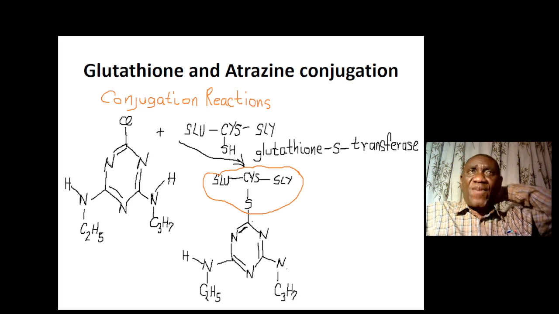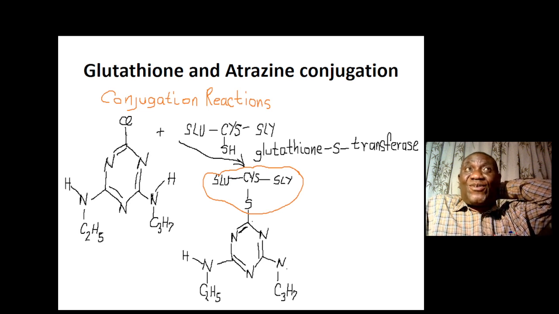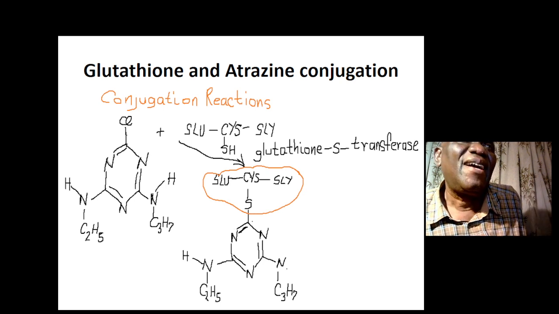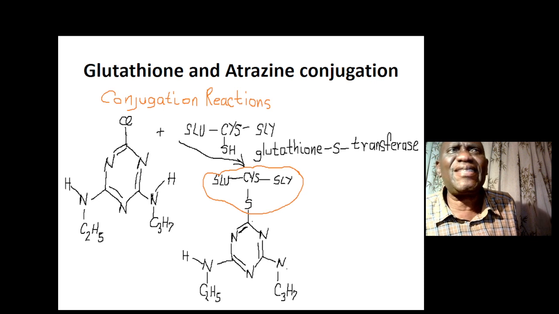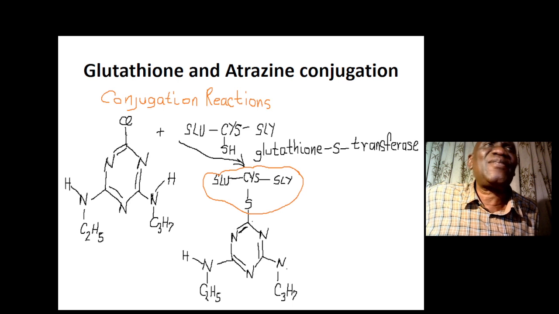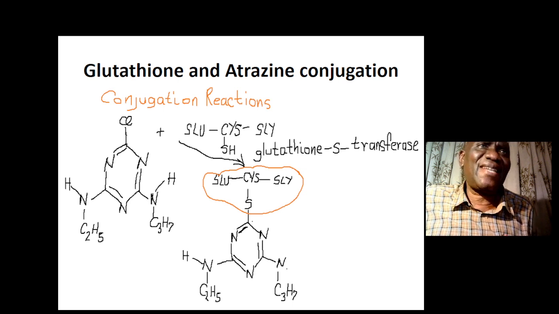We know from our previous experience that glutathione can directly attack atrazine at the chlorine atom and form conjugates, which later on reduce the toxicity of atrazine in maize, and this is facilitated by glutathione S transferase.